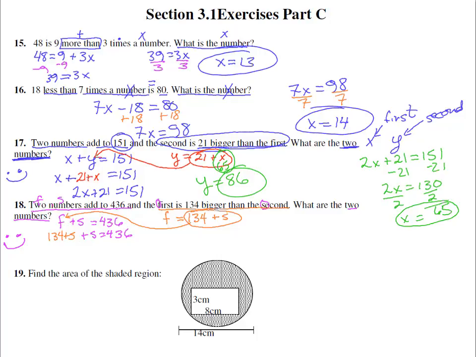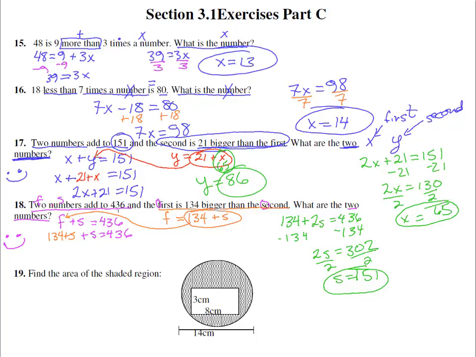We can do this. Let's write this over here on the side so we have a little bit more room. 134 plus s plus s, that's 2s, equals 436. We can solve this for s. Subtract 134 from both sides, and we get 2s equals 302. When we divide by 2, we get s is 151. Good. That tells us what the second number is, but it doesn't tell us what the first number is yet. But we can find out.